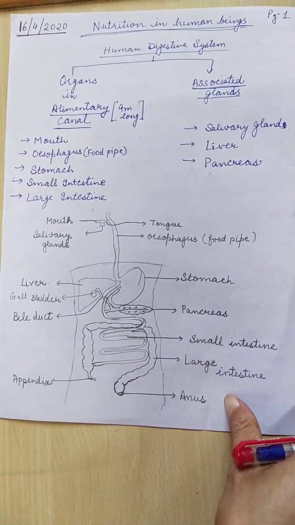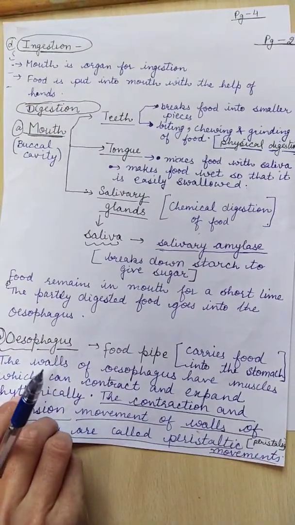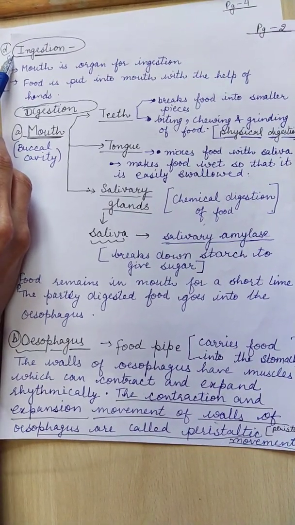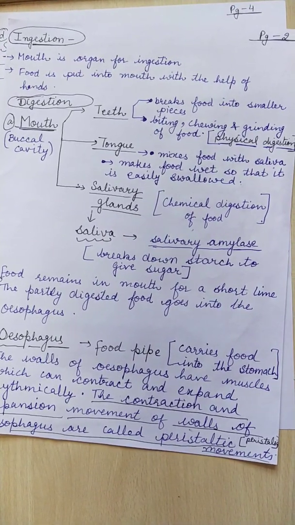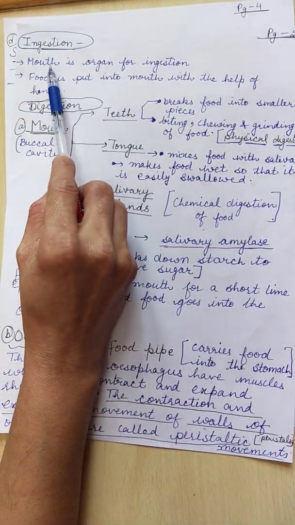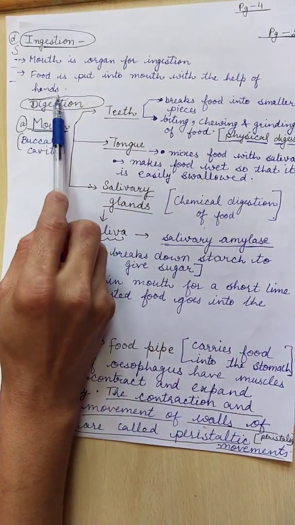Now I'll explain how the steps are followed in the case of human beings. First step in the mechanism of nutrition is ingestion. Ingestion means taking in food. The food is taken in through the organ called mouth. Food is put into the mouth with the help of hands.